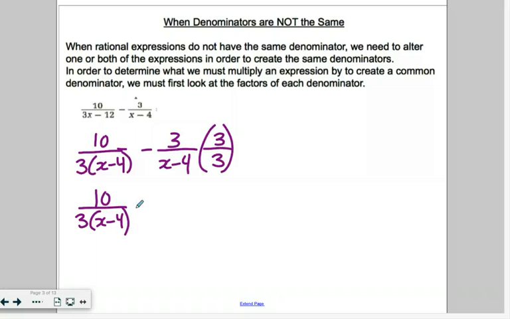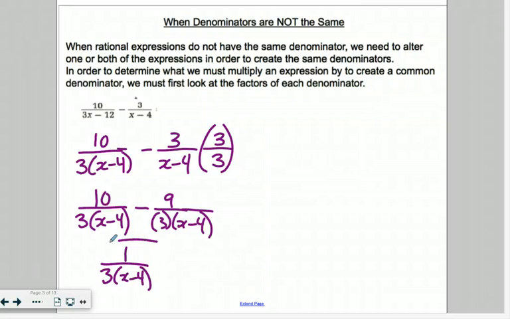And the second fraction can now be written as 3 times 3, which is 9, over 3 times x minus 4. Now, the denominators are the same, and I can proceed to subtract my numerators, and 10 minus 9 is simply just 1 over 3 times x minus 4. And now I have a simplified expression, okay? And again, all those things about non-permissible values, they would also stay in this case. So here, our non-permissible value would have been that x cannot equal 4.